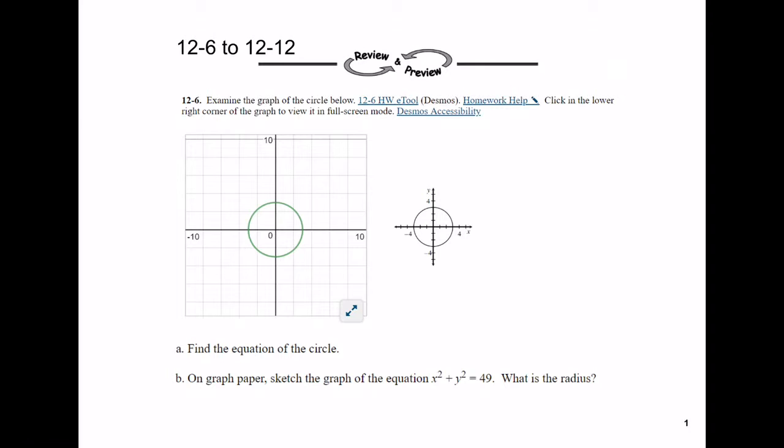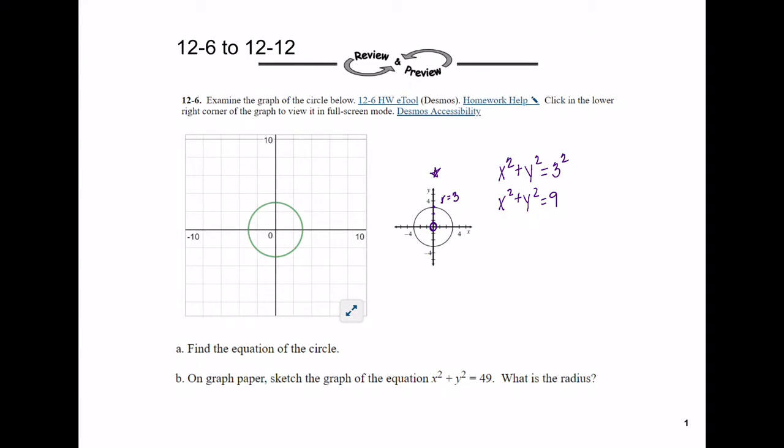So looking at this circle, our radius is 3 units. My center is located at 0, 0. So the equation of my circle is x squared plus y squared equals 3 squared, which is x squared plus y squared equals 9.